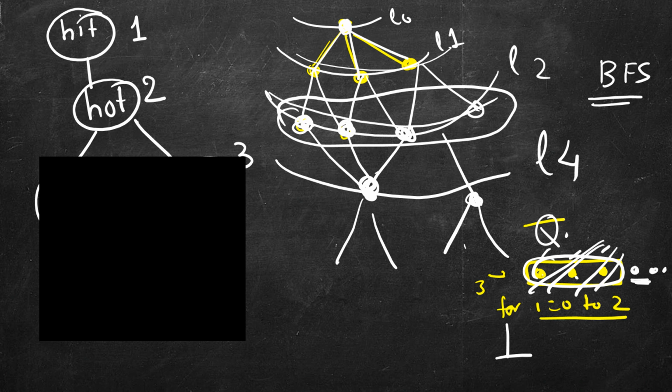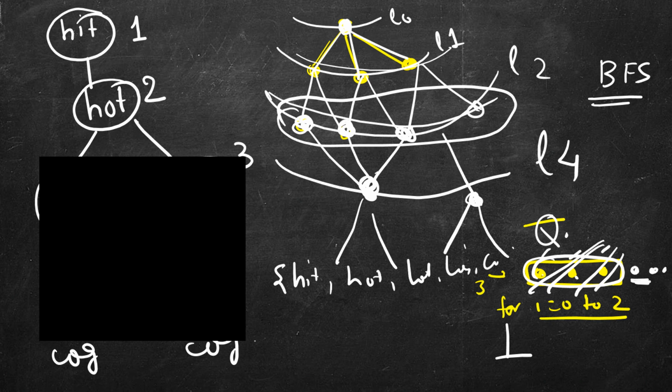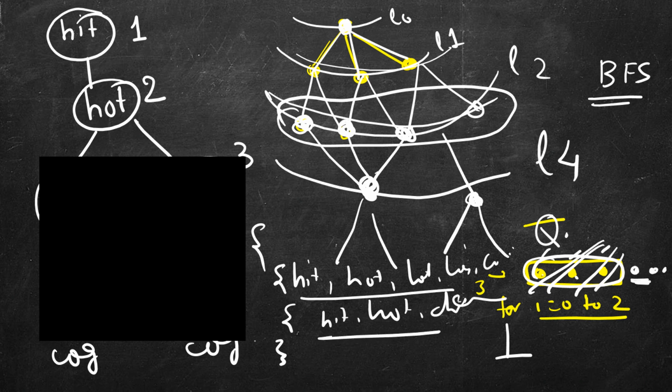And then we have cog and cog, and this is essentially the 2 paths. So we have to return here: hit, hot, lot, log, cog. This is 1, and hit, hot, dot, cog. So a list of lists. So this is what we have to return. So how are we doing?